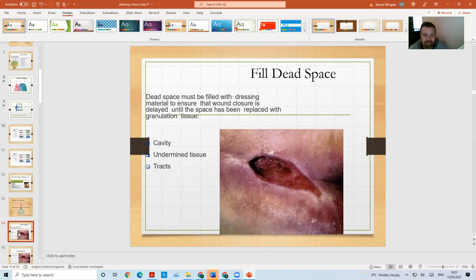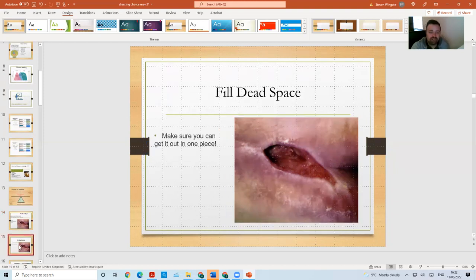So equally with holes, fill in the dead space. So dead space must be filled with a dressing to ensure that the wound closure is delayed until the space has been replaced with granulation tissue. So we're looking at the cavity, the underlying tissues, and then tracts. So here, if you remember what we said, if we allow it to dry out and it heals over the top, you've got this tunneling and tracking that can happen underneath. So we need to delay that healing process so it gradually granulates the tissue and heals slowly from the outside in. So that's what we want to achieve.